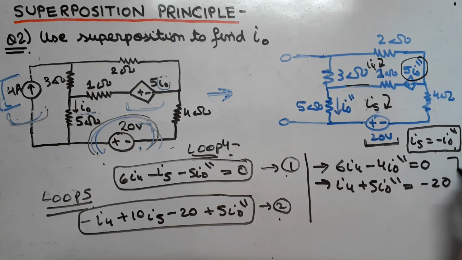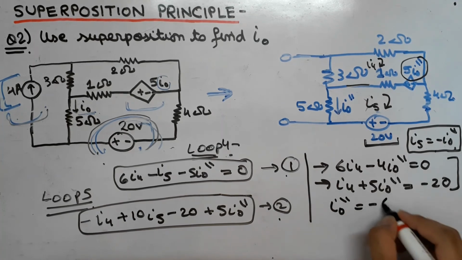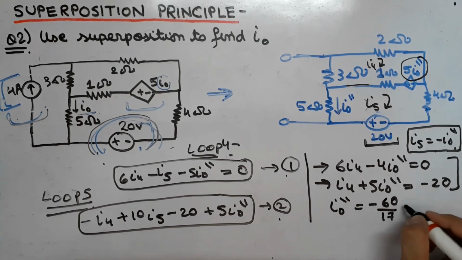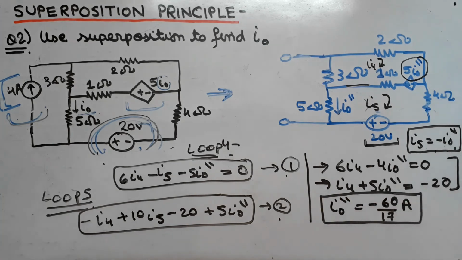Now we will solve these two equations and get the value of I naught double dash. On solving, we will get I naught double dash is equal to minus 60 upon 17 ampere. Now we have successfully found out the value of I naught double dash, which is the contribution due to the voltage source. And previously in the first equivalent circuit, we had found out the value of I naught dash to be equal to 52 by 17 ampere.